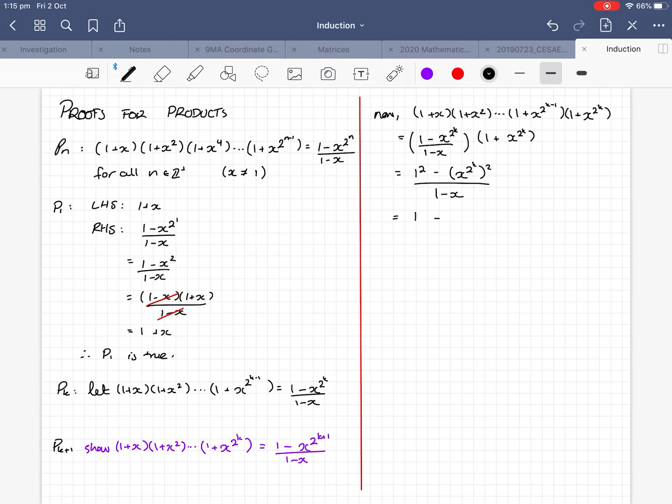All right, 1², that's just equal to 1. Now, if we've got something to a power, I'll write this out. x to the power of a, in brackets, to the power of b, we're going to multiply a and b to get rid of those brackets. So that means we're going to have (1 - x^(2^k × 2)) all over (1 - x). That's 2 to the power of 1, by the way.